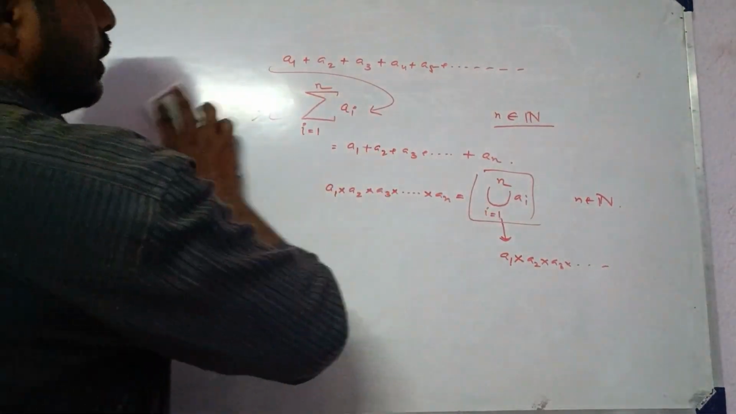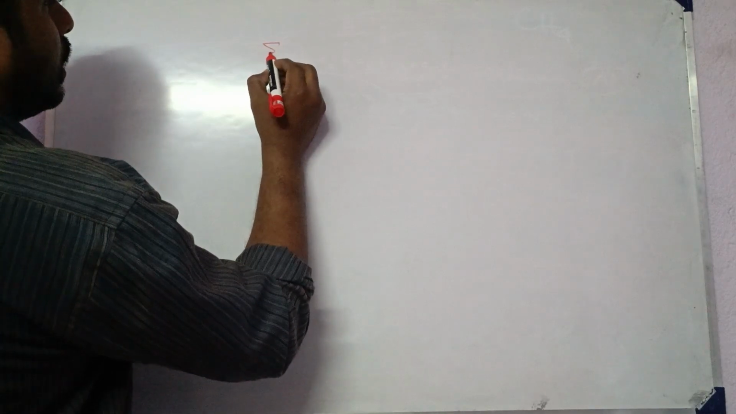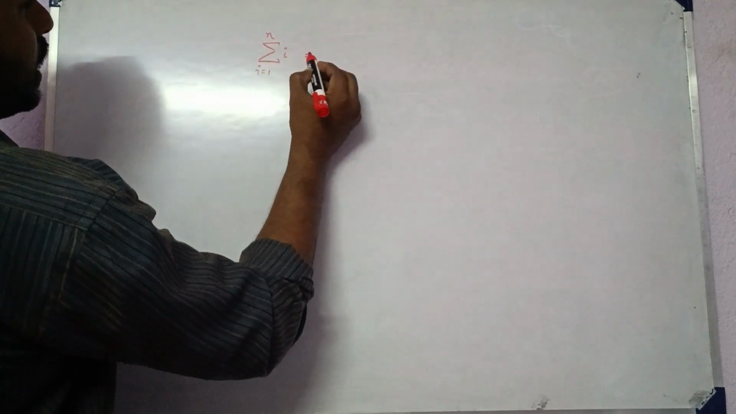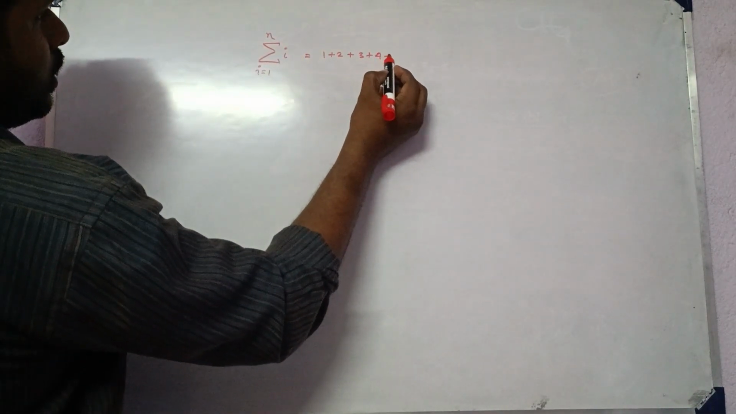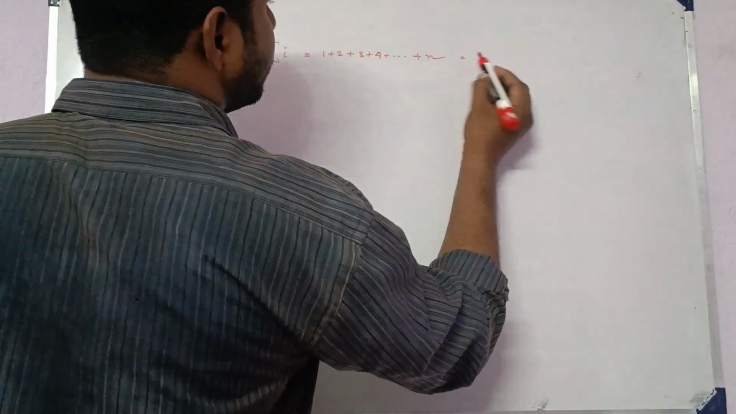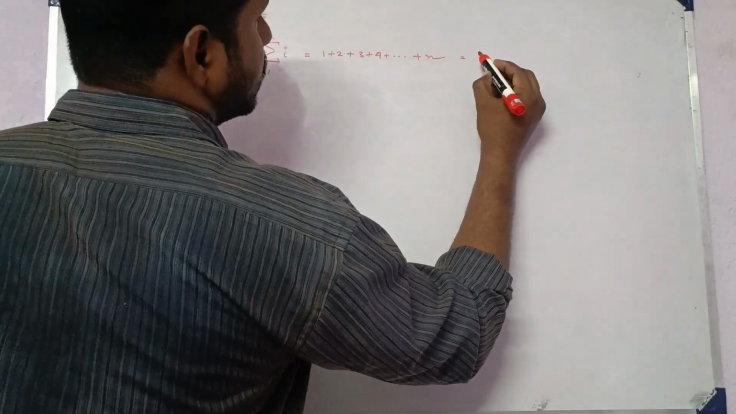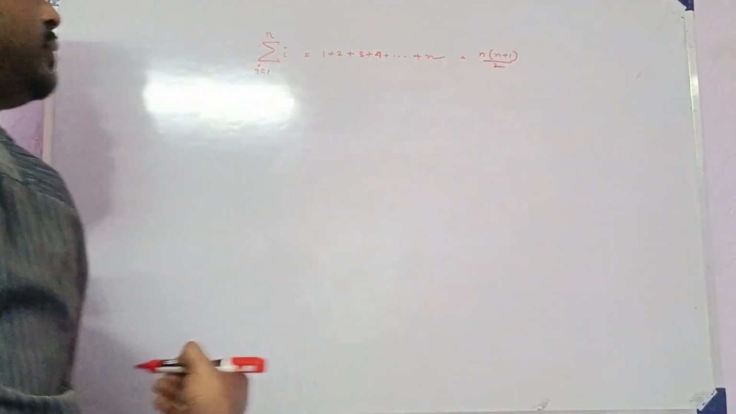So our first notation is summation, i runs from 1 to n of i. This means 1 plus 2 plus 3 plus 4 plus dot dot dot up to n. So it is the summation of n natural numbers. This is called the summation of n natural numbers. The sum is n into (n plus 1) by 2.